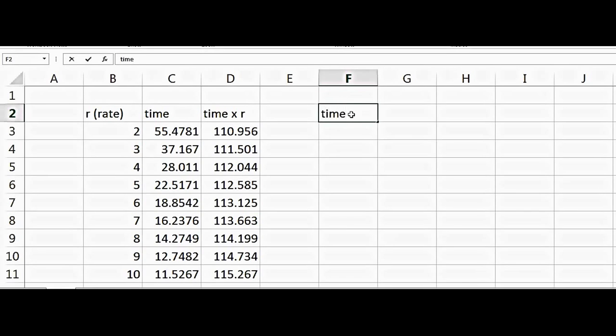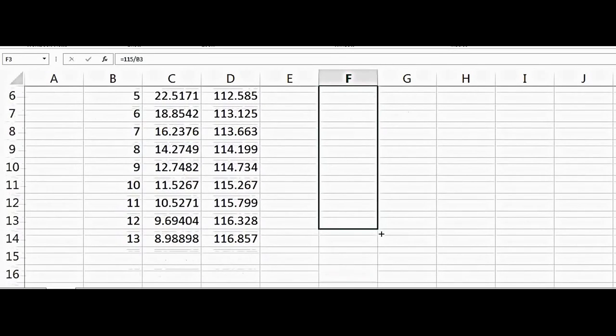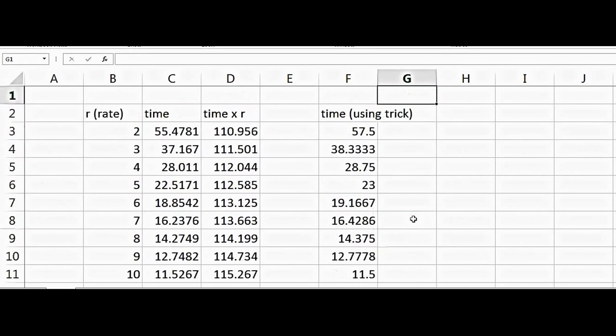So the time using the trick would be like this. So we have 115 divided by rate, so that's 57.5 years. So if you can keep extending it, it's like this. If you compare anything, like for 6 years it says 18.85 years, but our trick says 19.16 years. So it is a good approximation. So this is very close.